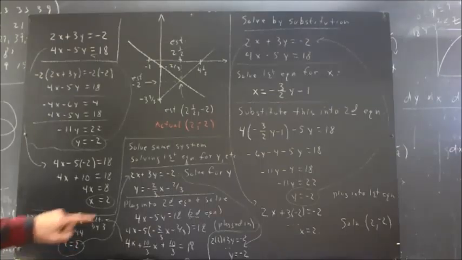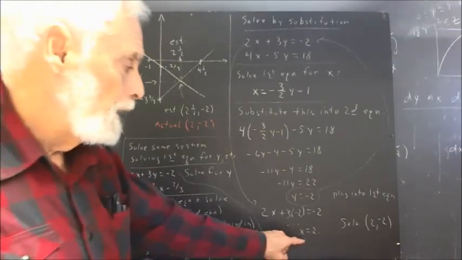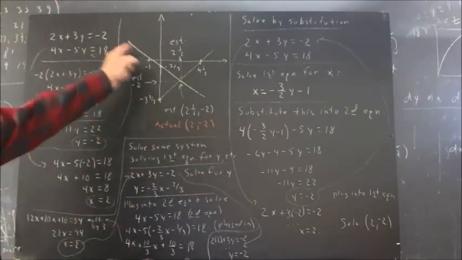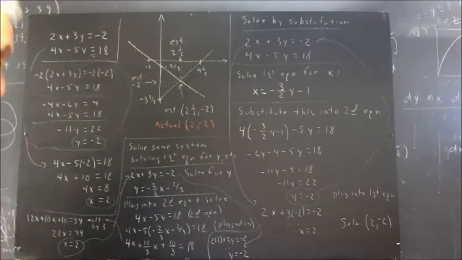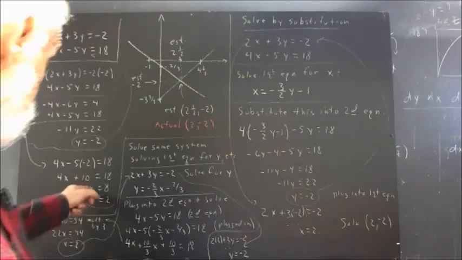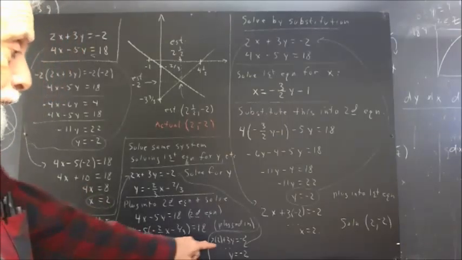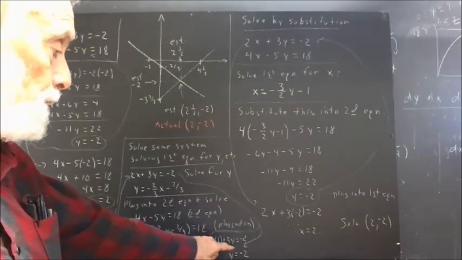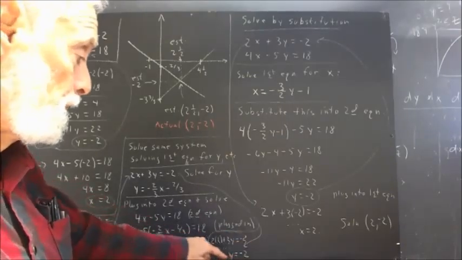Shouldn't be any surprise. That's what we got for the solution here, and that's fairly close to what our graph told us. And again, we believe our equations better than we believe the graph, but the graph gives us a plausibility argument. Okay, then we plug that in to the first equation, and we get 2 times 2 plus 3y equals negative 2, giving us solution y equals negative 2. So everything is nice and consistent.